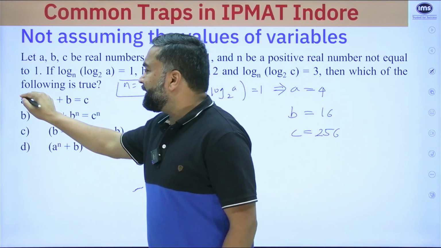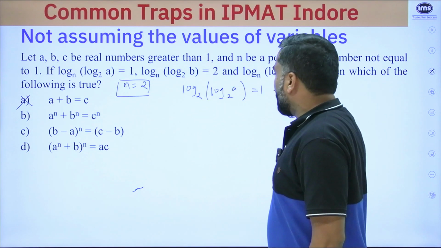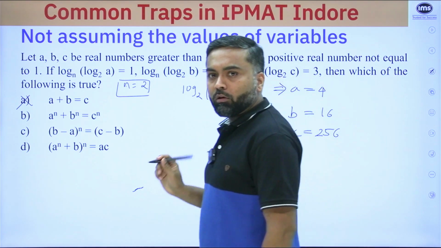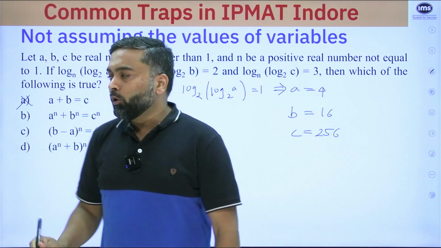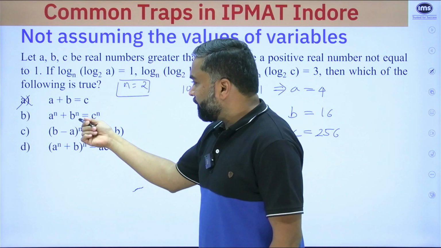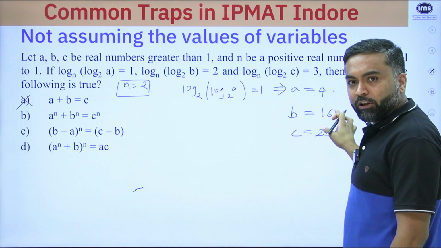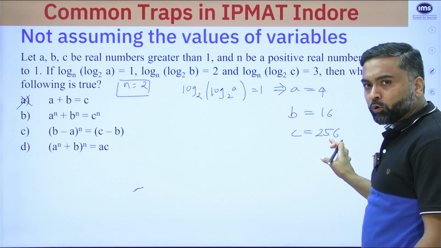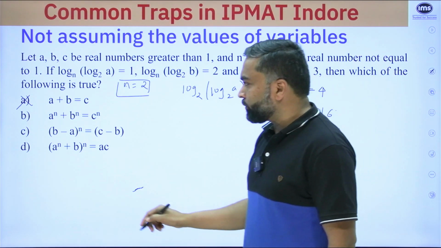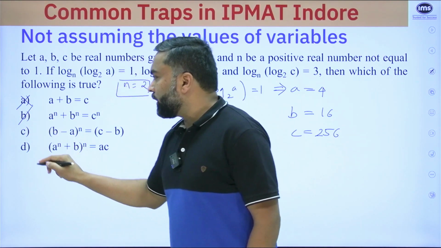I can clearly see that a plus b is not equal to c. I can clearly see from here. Correct? Now if I look at this, a raised to n plus b raised to n is 4 raised to 2 plus 16 raised to 2, is that equal to 256 raised to 2? We can clearly eliminate this option and hence this option is also not the answer.